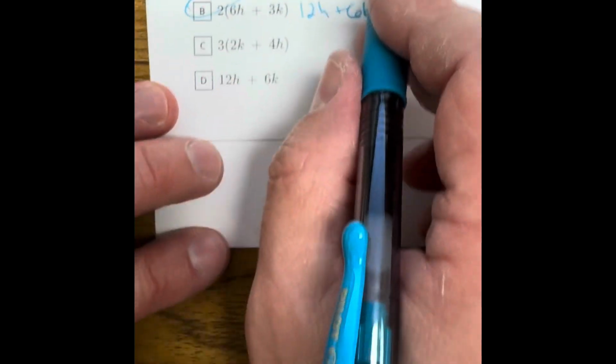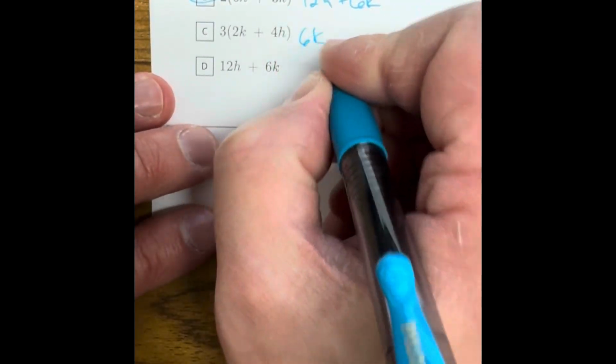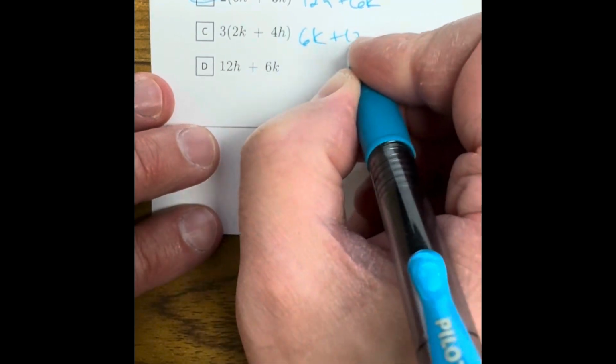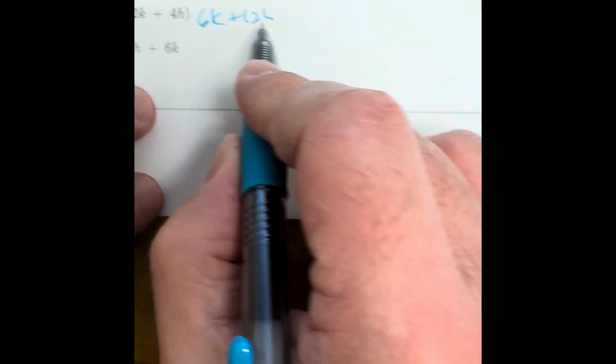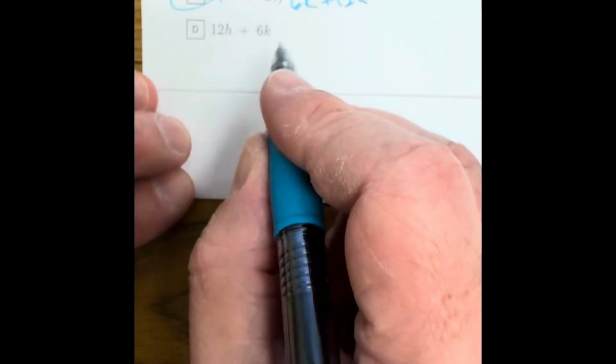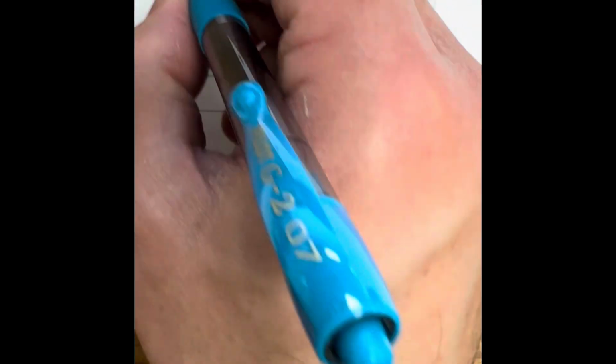Now it says, which of the following expressions, plural. So let's see. 3 times 2k is 6k. 3 times 4h is 12h. Look, 12h, 6k. Wow. Really, really stinky problem. And then 12h plus 6k. 12h plus 6k. So B, C, and D work. A is the only one that doesn't. Really, really, really tricky problem. Be careful on that problem moving on, okay?